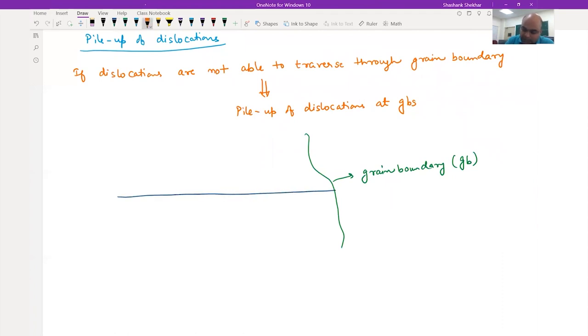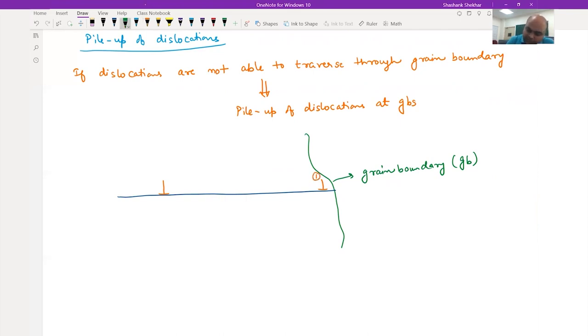A dislocation is moving on a slip plane and it reaches the grain boundary. Now it is not able to traverse through the grain boundary, so it cannot cross. It will be staying there, right? Now suppose this is, say, dislocation number one.